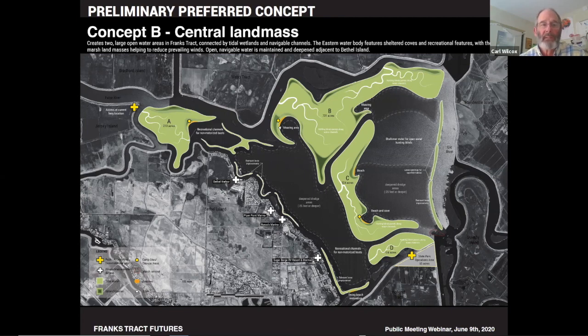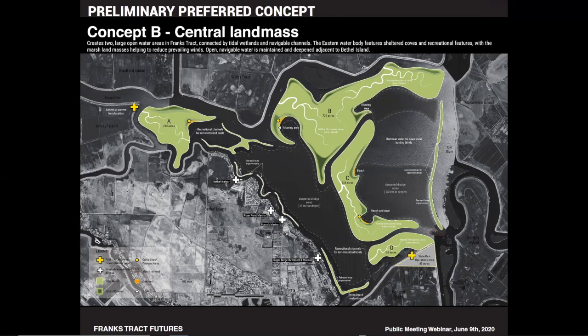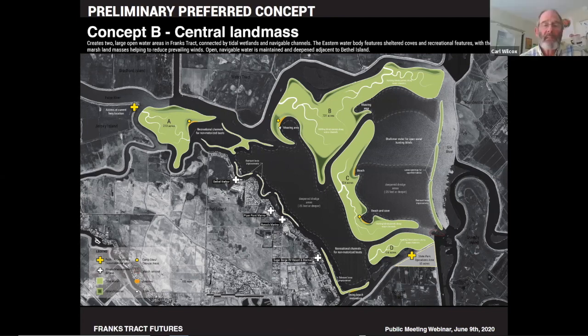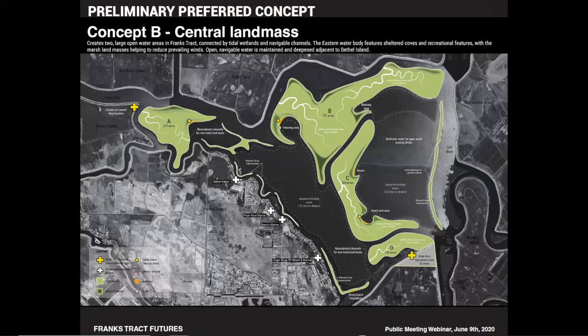Sure. Well, that would be a little bit more of a saltwater marsh, though, wouldn't it? This is more brackish, at least. This is primarily fresh. Yeah. Okay. All right. That was my first one.